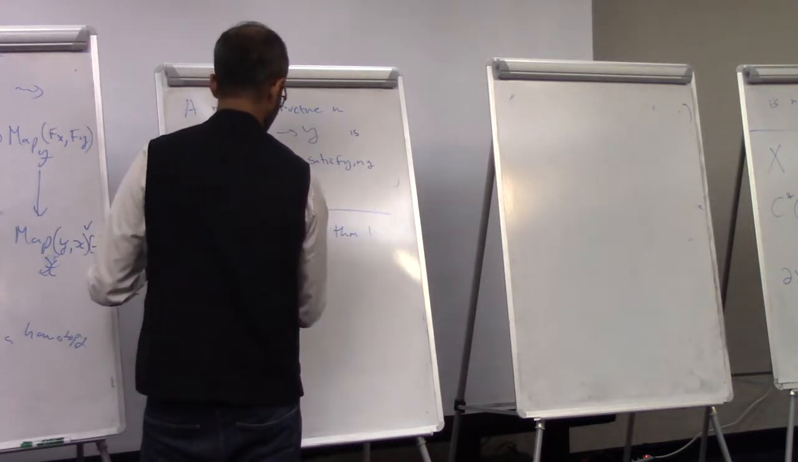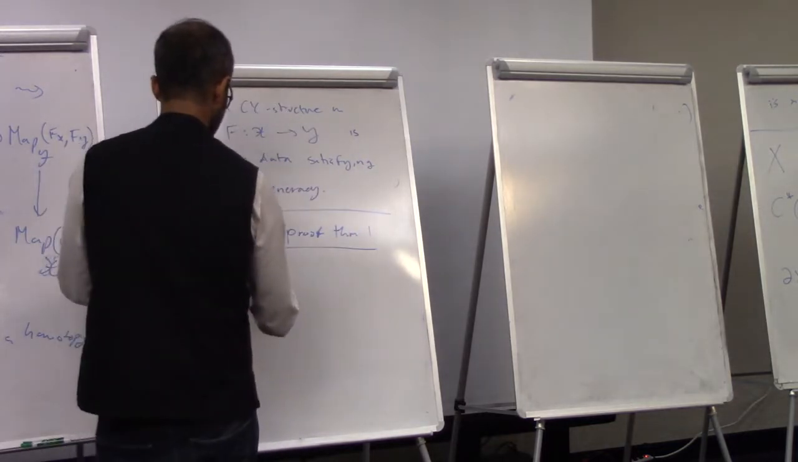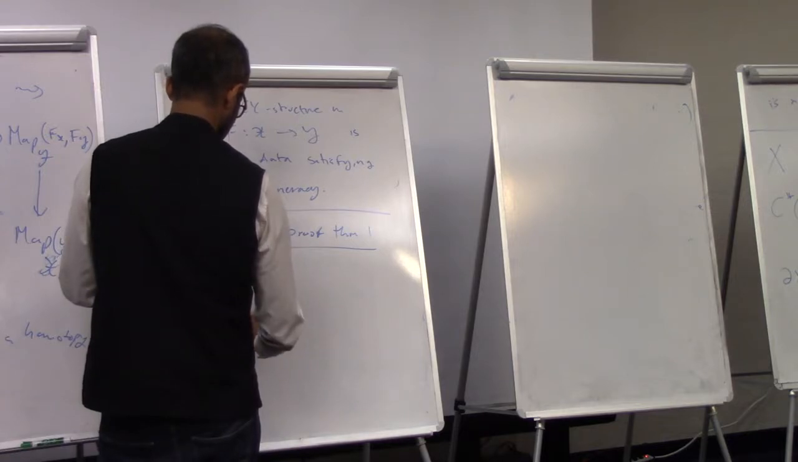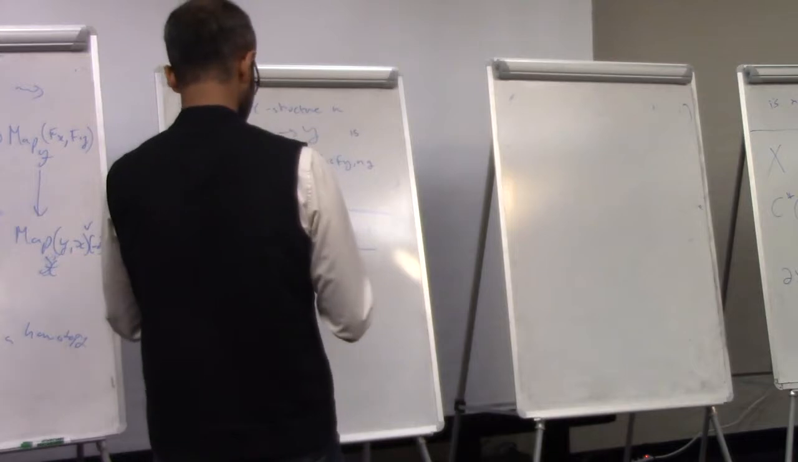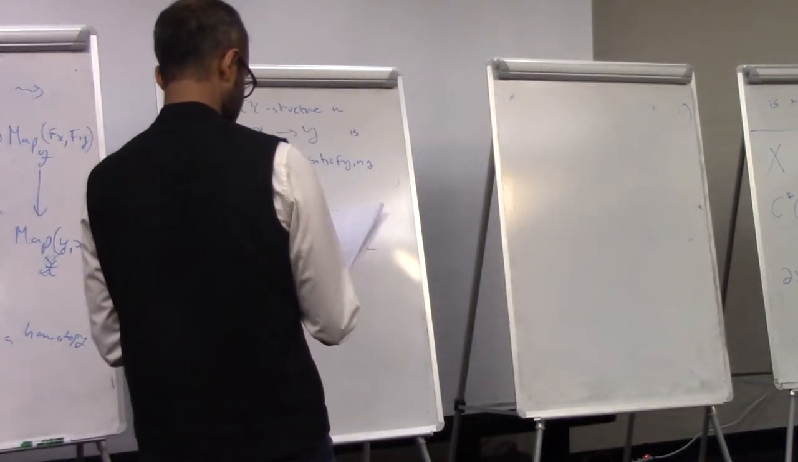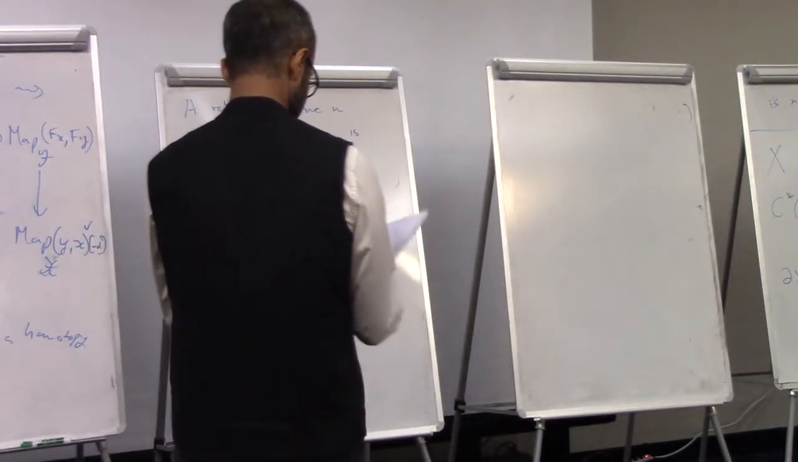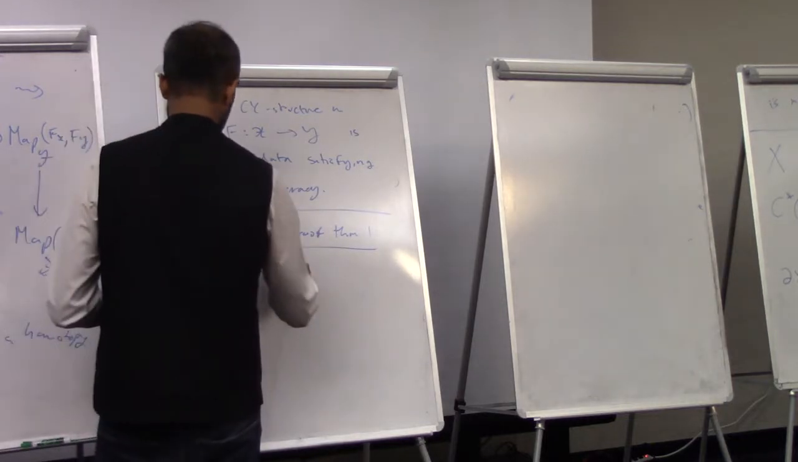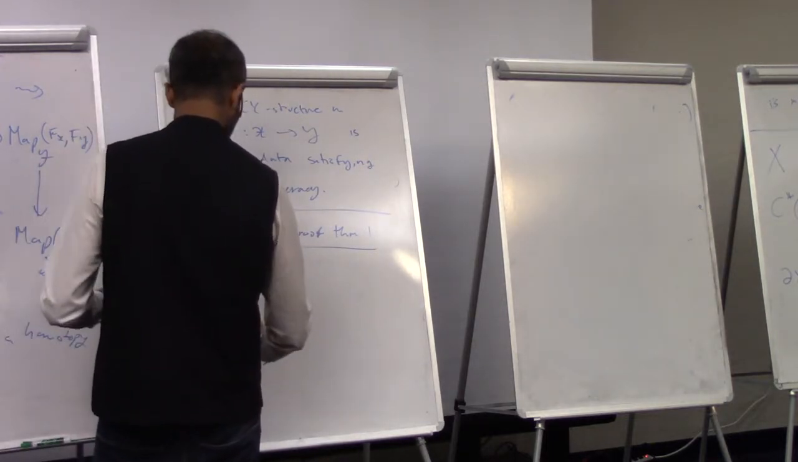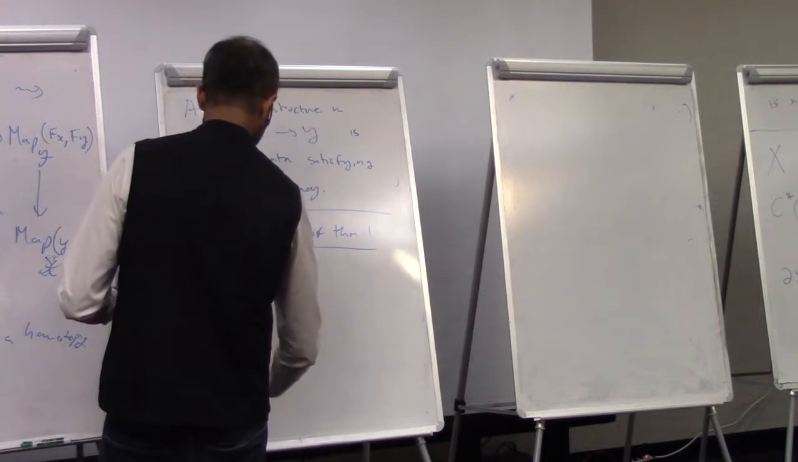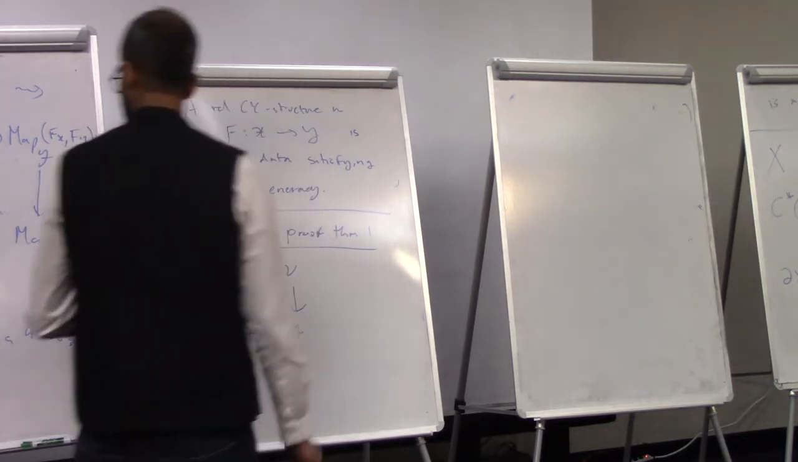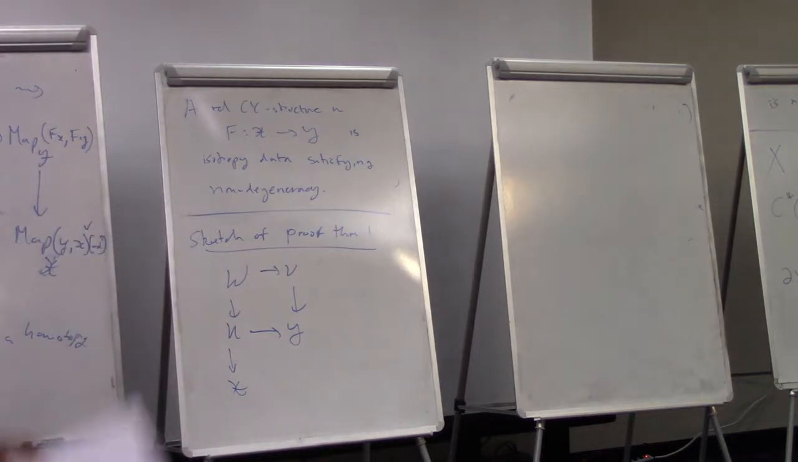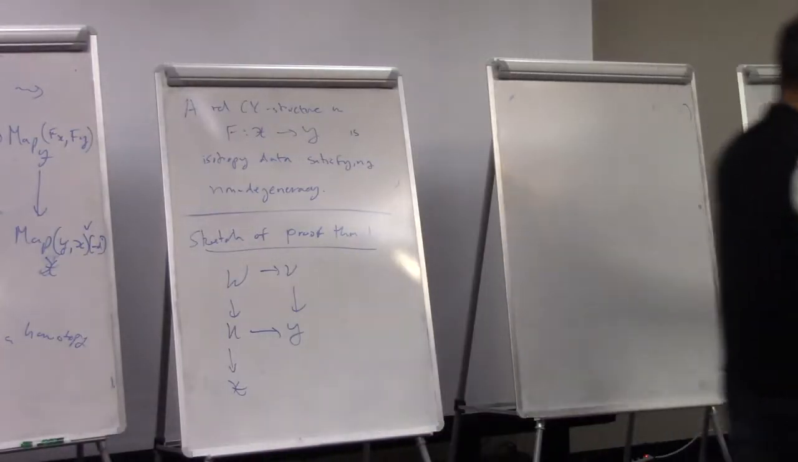Theorem 1 said that I had a pullback diagram. W, I should get the symbols right. W goes to U, goes to X, goes to Y. So now I can say in words what it means to take the opposite of a Calabi-Yau structure. It just means that I take minus sigma instead of sigma.